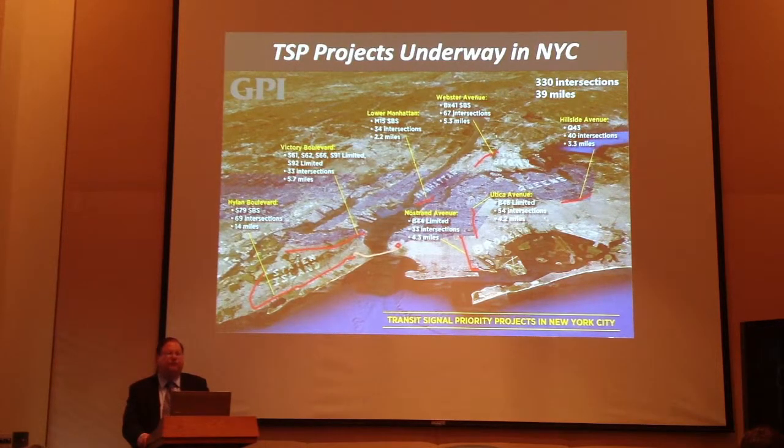We are working on a total of 7 corridors throughout the city in all 5 boroughs of New York, which will encompass approximately 330 intersections. That initial rollout is literally 1/3 of the traffic signals in the city of Atlanta. We're talking about 39 of the 2,800 miles of road that are currently being fitted for this system.